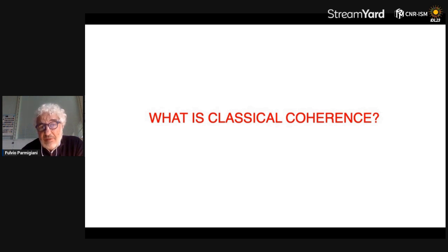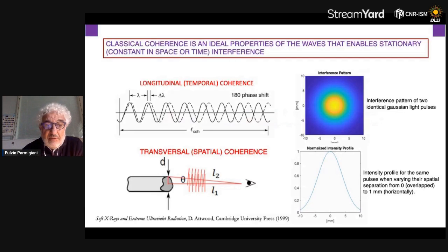But to understand better this question, we need, first of all, to define some basic concepts. So what is classical coherence? Classical coherence is essentially an ideal property of waves in general, in our case electromagnetic waves, that enables stationarity, constant in space and time, of the properties of the electromagnetic wave. That means that if you look at the longitudinal coherence, that is related to the time that the electromagnetic wave travels without any interruption of the phase.